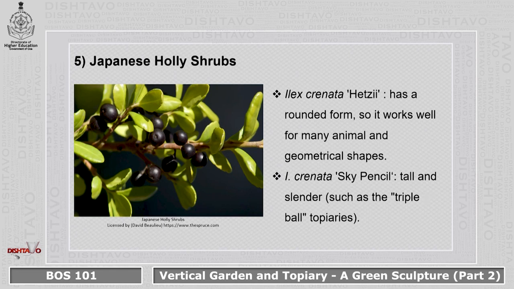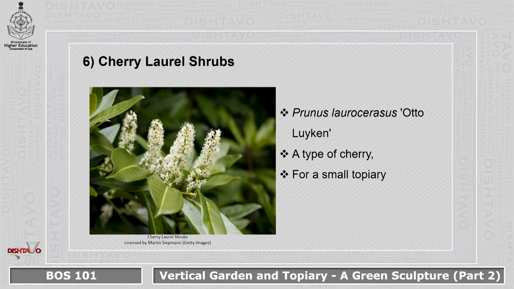Here you can see even the leaves, how they are curled. So it is easy to get those shapes that you want of animal faces or anything. So Ilex crenata has another form, sky pencil, and those will be specially used for tall and slender topiaries, especially the triple ball, one ball over another. You have three balls like. So these plants, Japanese holly shrubs, will give you a great topiary in that form.